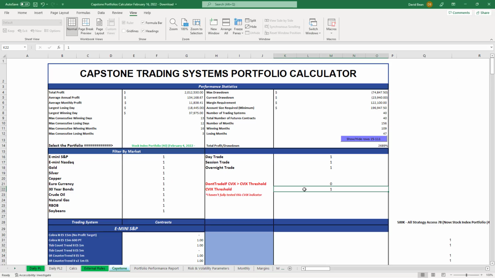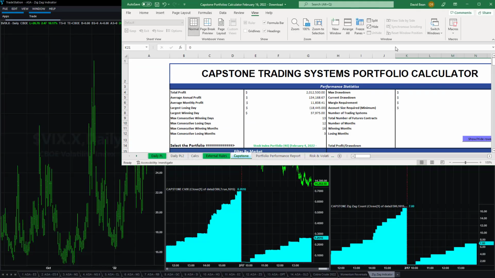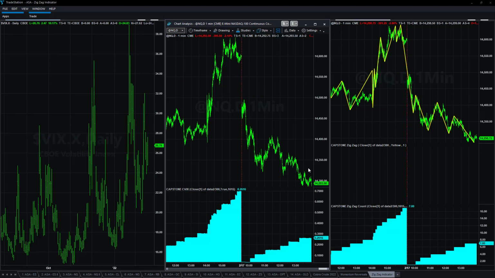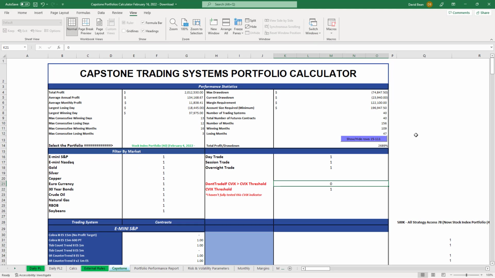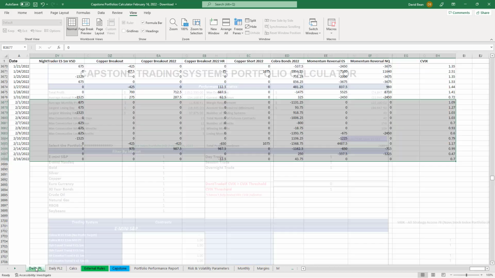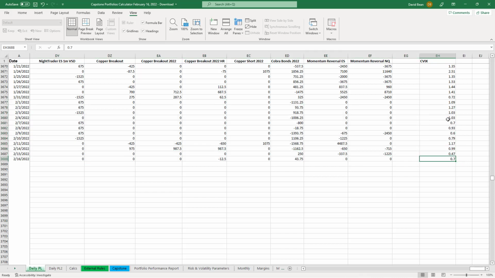If you decide to use this CVIX indicator, it's brand new, and the data could change, and the way we calculate this could change. We're using the VIX, so it's a new approach, and it's in a test mode right now. But if you do decide to not trade if CVIX is greater than 1, you set that to 1, and then you can come down here in the daily P&L, and it exports that. We export the CVIX indicator to this column, and if CVIX is greater than 1, then we don't trade the next day.